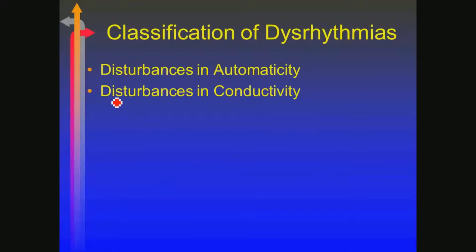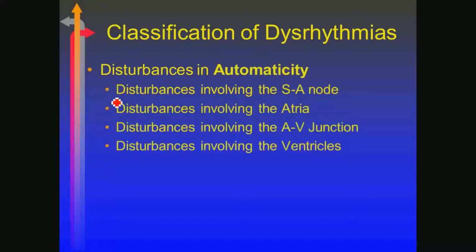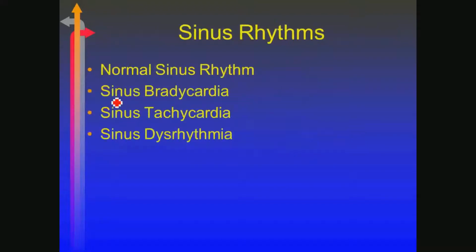We talked about this previously, disturbances in automaticity or disturbance in conductivity. Disturbances in automaticity would mean that something other than the sinus node is probably the origin of the beat. Disturbances in conductivity, blocks would be an example of that. So here I have different things, because each of these areas can have automaticity. And let's talk about the various sinus rhythms now.